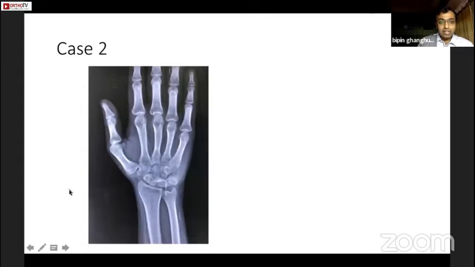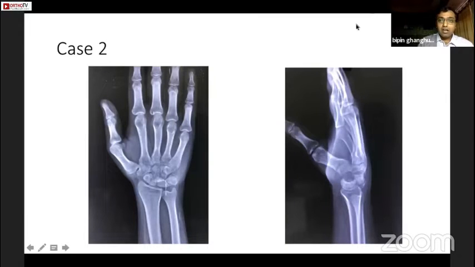Again, there is some disruption in the Gilula's lines, but if there was only a PA view available here, you might just forget it. Again, now if you see the lateral view, you see that there is a perilunate dislocation.